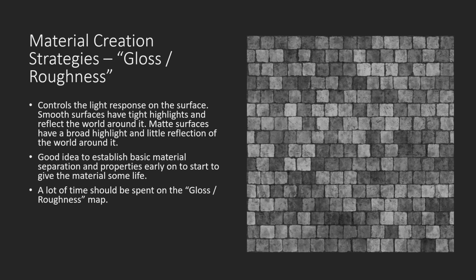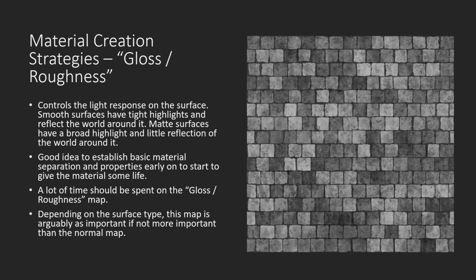So what I mean here is, if I were to quantify it, I would say I try to spend at least half the time, because I feel like getting the light response is really important. And then depending on the surface type, this map is arguably as important, if not more important than the normal map. I would say that anyway.